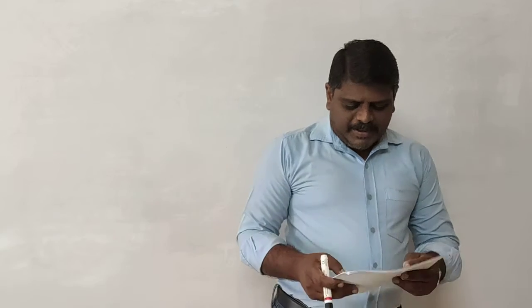Hello students, welcome back. In the problem, two mirrors are given, a left side mirror and a right side mirror. The distance between them is 3 meters, and a person is standing at a distance of 1 meter from the right side mirror. You have to find out the second nearest image produced in the right side mirror.